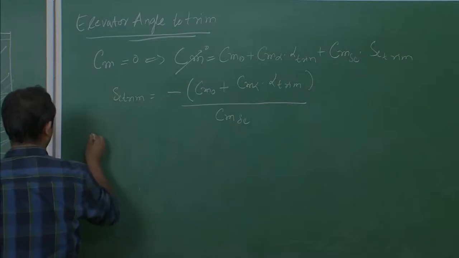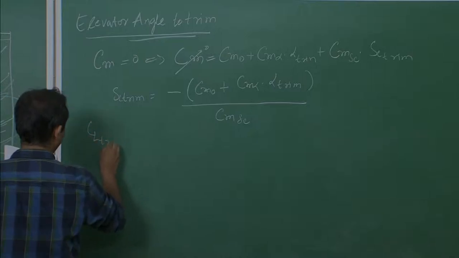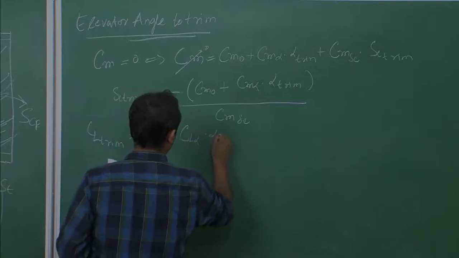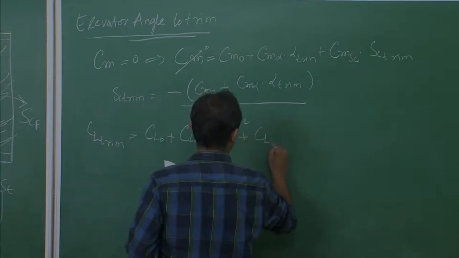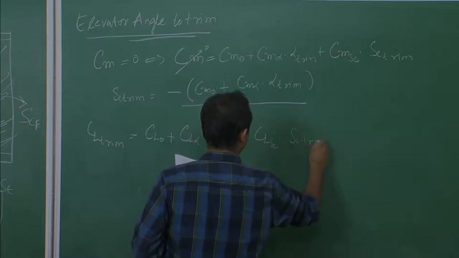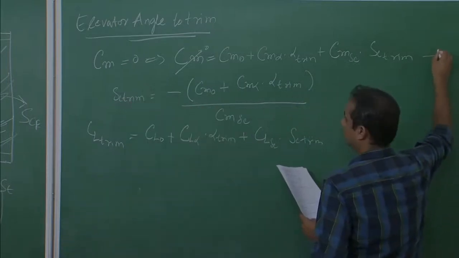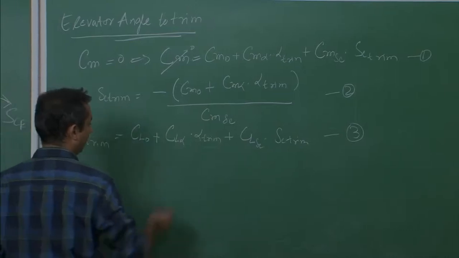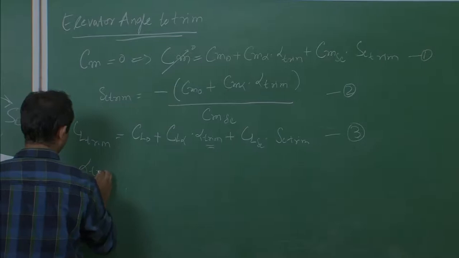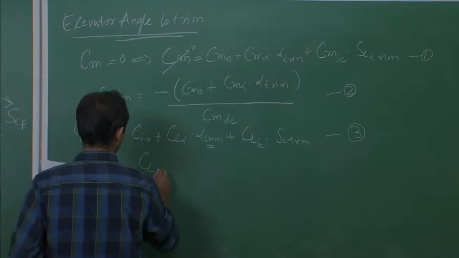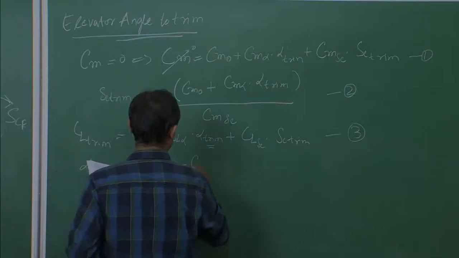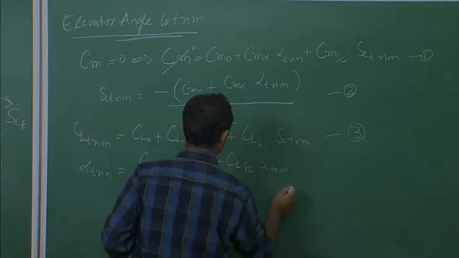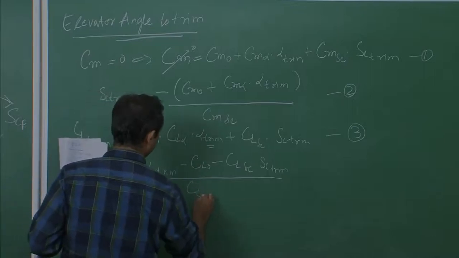And we have another equation for lift coefficient, that is CL trim is given by CL naught plus CL alpha into alpha trim plus CL delta E into delta E trim. This is equation 1. From equation 3, we can calculate what will be the value of alpha trim, which will be alpha trim equals CL trim minus CL naught minus CL delta E into delta E trim, whole divided by CL alpha.